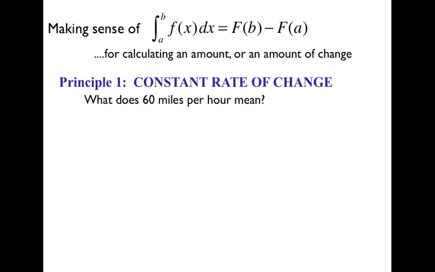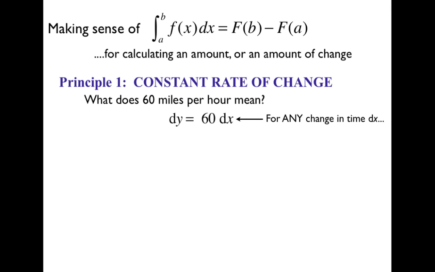And so in 2 hours, how far do we go? And how did you get that? You did 60 times 2, right? And in 1/3 of an hour, how far do you go? 20 miles, because you took 60 times 1/3, right? And in 10 hours, how far do you go? Because you took 60 times 10.